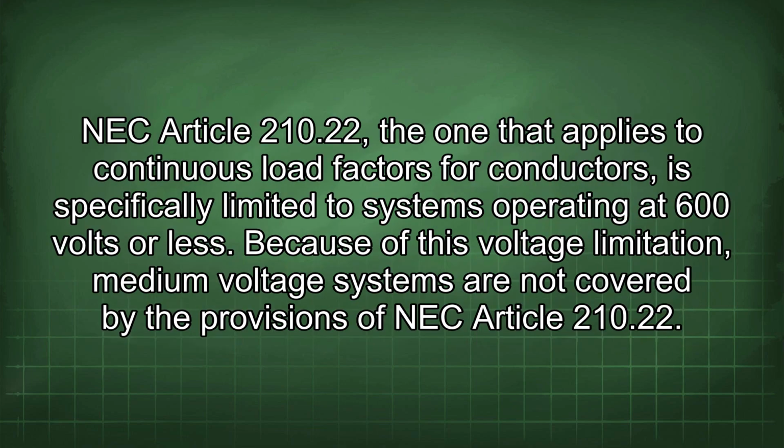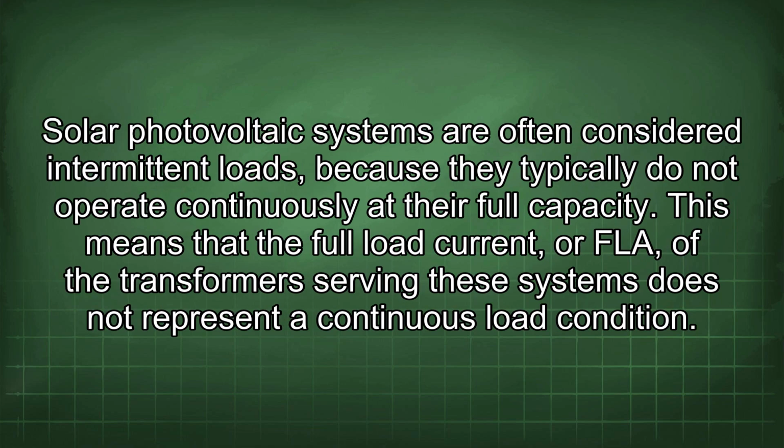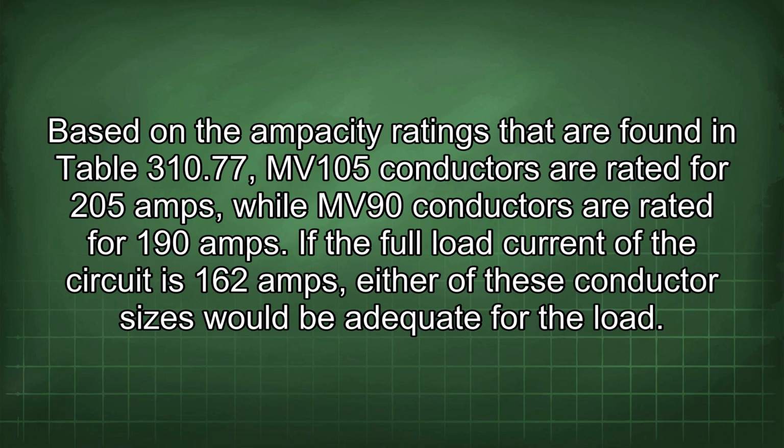NEC Article 210.22, the one that applies to continuous load factors for conductors, is specifically limited to systems operating at 600 volts or less. Because of this voltage limitation, medium voltage systems are not covered by the provisions of NEC Article 210.22. Solar photovoltaic systems are often considered intermittent loads because they typically do not operate continuously at their full capacity. This means that the full load current, or FLA, of the transformers serving these systems does not represent a continuous load condition.